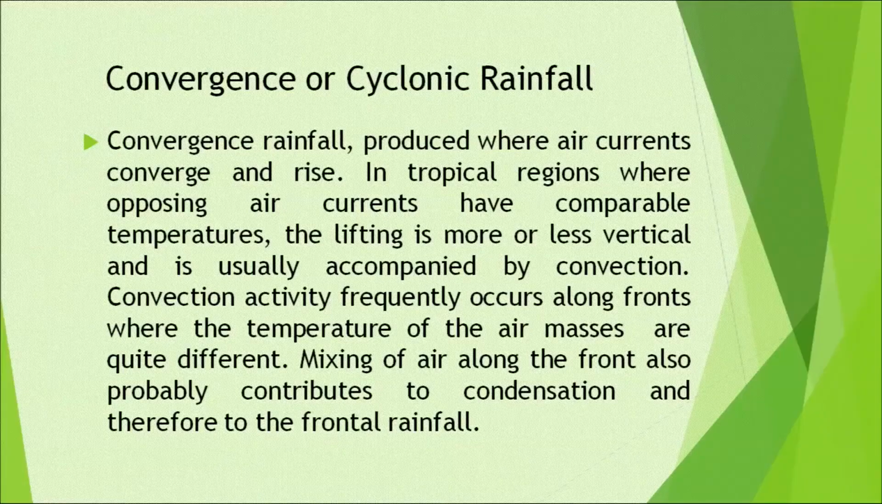Third type is the convergence or cyclonic rainfall. Convergence rainfall is produced where air currents converge and rise. In tropical regions, where opposing air currents have comparable temperatures, the lifting is more or less vertical and is usually accompanied by convection. Convection activity frequently occurs along fronts where the temperature of air masses are quite different. Mixing of air along the front also probably contributes to condensation and therefore the frontal rainfall.